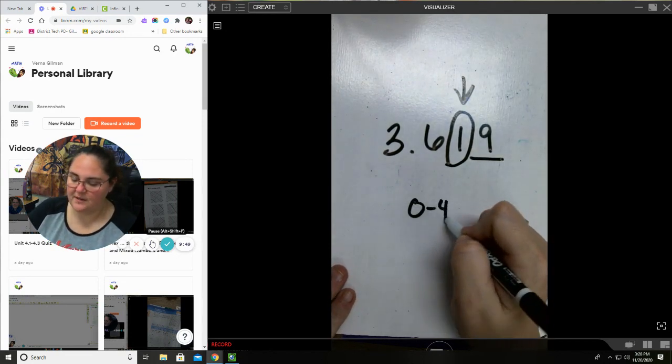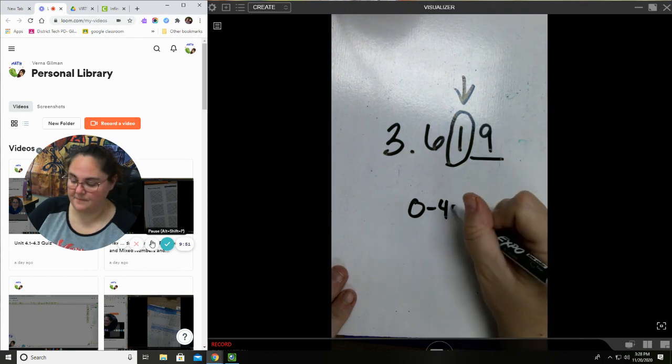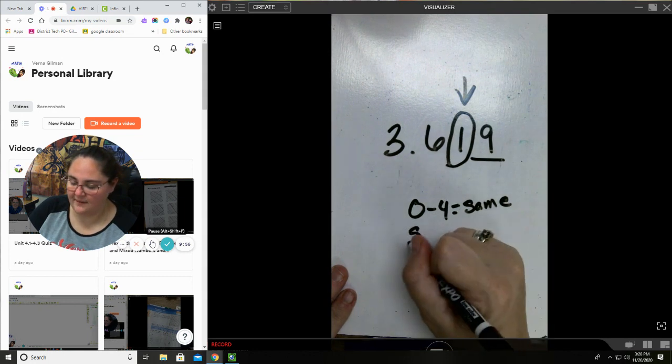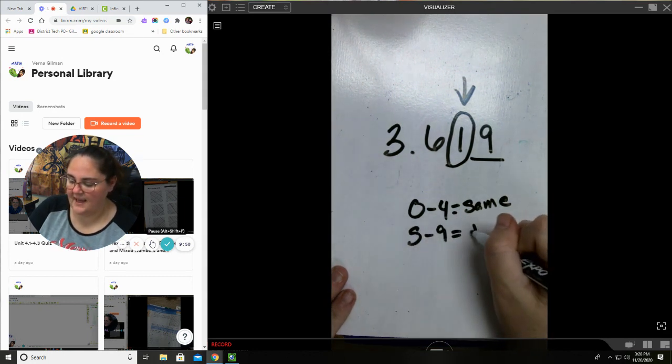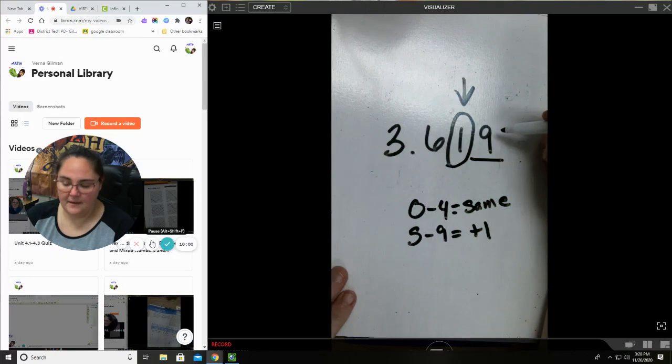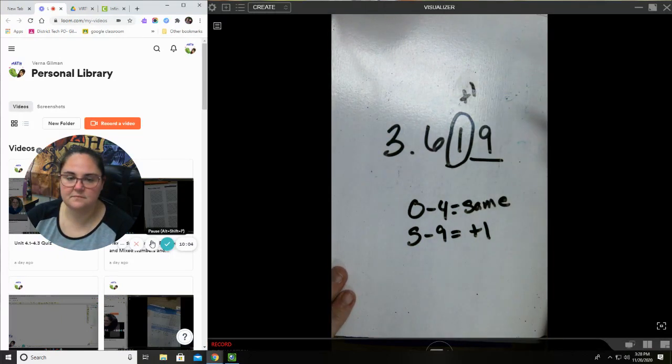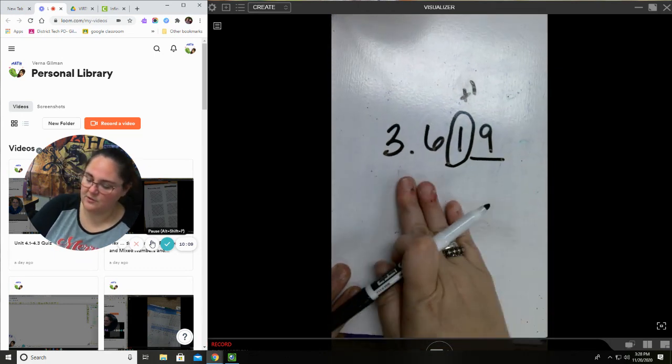0 through 4, the circle stays the same. 5 through 9, adding 1 is the game. So it's a 9. That means right here to my circle, I'm going to add 1. All right? So that means my circle turns into a 2.